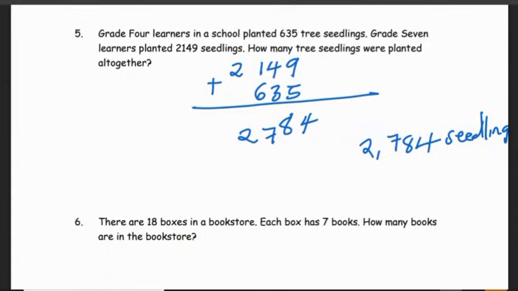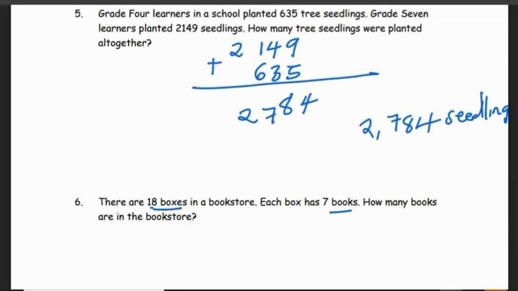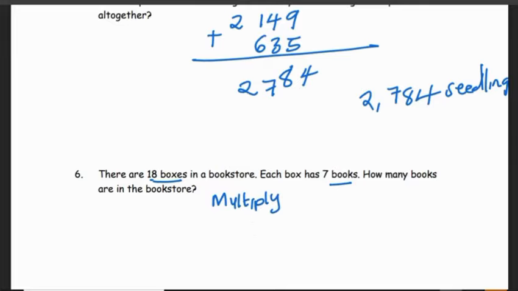Now let's go to the next question. There are 18 boxes in a bookstore. Each box has 7 books. How many books are in the bookstore? So if we have 18 boxes and in each box we have 7 of them, how many do we have in total? That means we need to multiply the number of boxes with the number of books it has in each. So we're going to take 18 multiplied by 7.